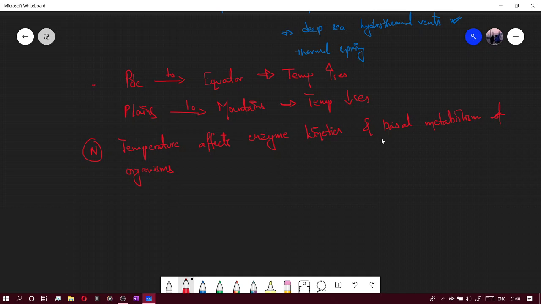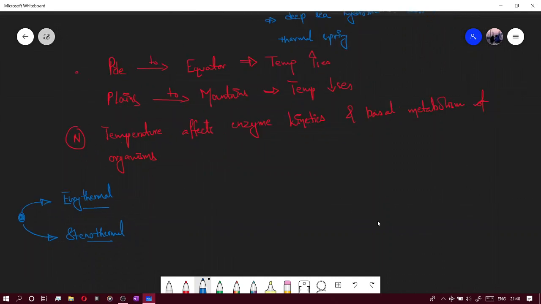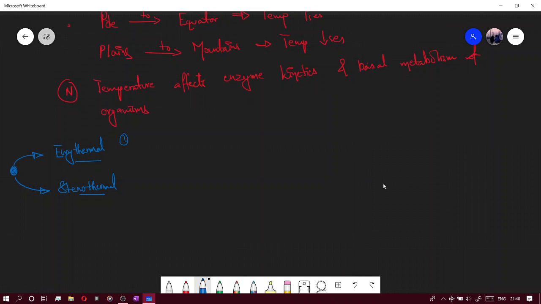Now, we are going as per NCERT. There are two terms that one needs to be informed about: eurythermal and stenothermal. So what are eurythermal organisms and what are stenothermal organisms? Let me write organisms as well.